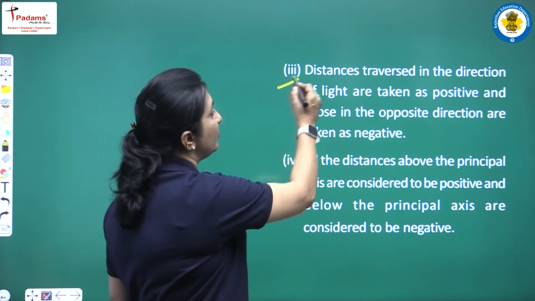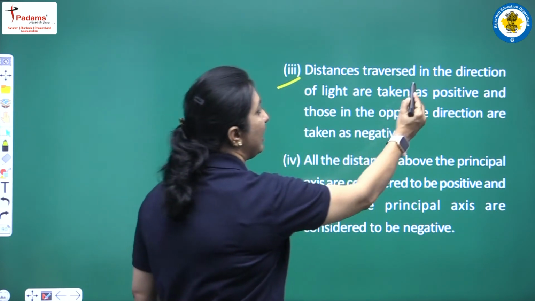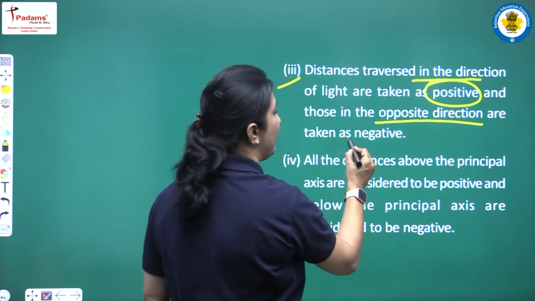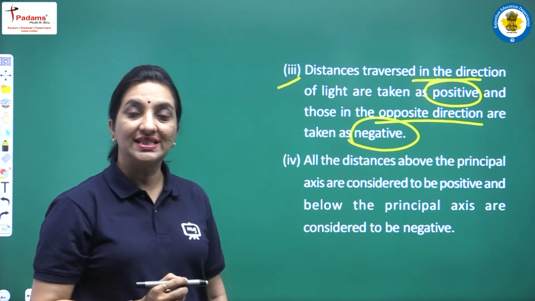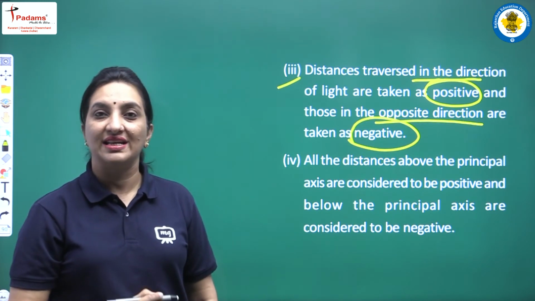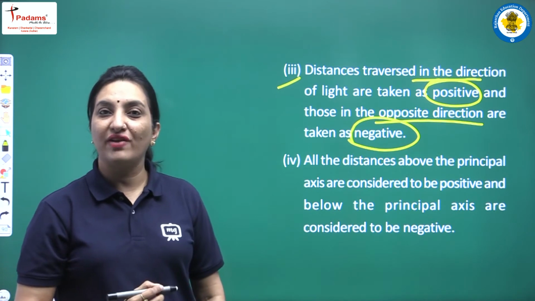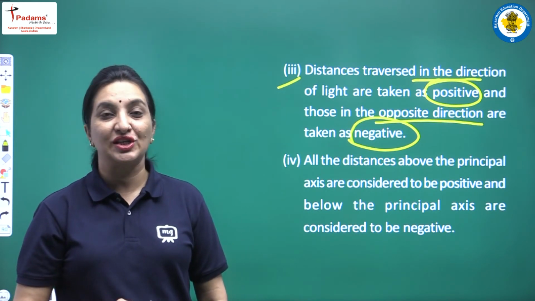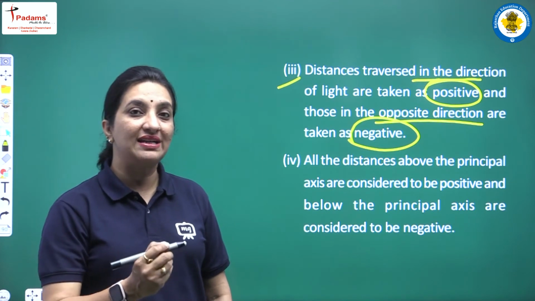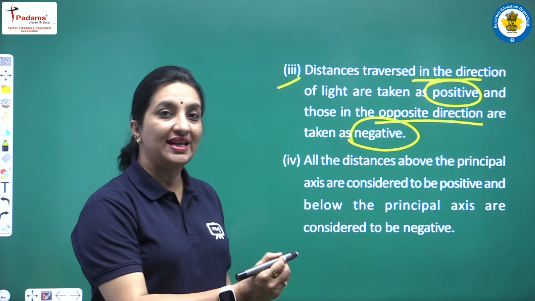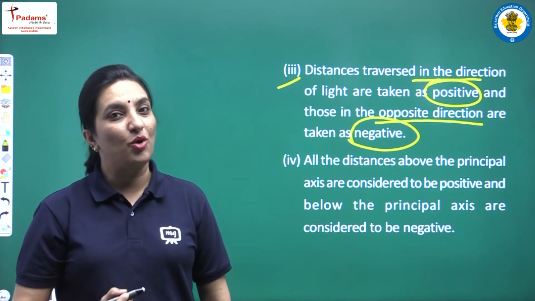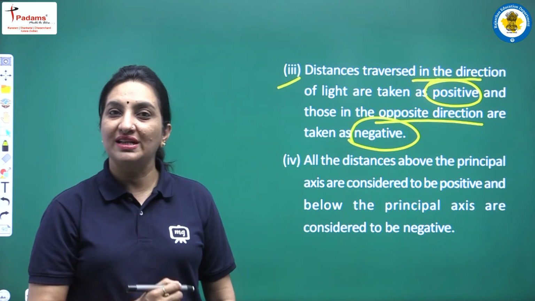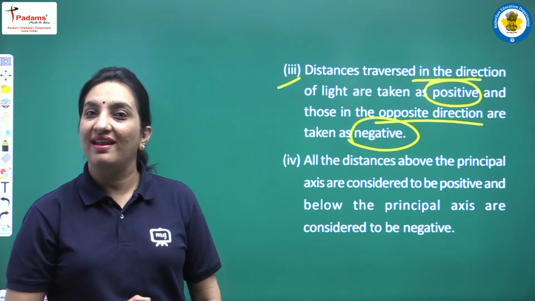Then the third sign convention says that the distances traversed in the direction of light are taken as positive, and those in the opposite direction are taken as negative. All the distances in the direction of the incident ray of light are taken as positive. And in which direction do we always take the incident ray of light? Left to right, that is, towards the positive X axis. So all the distances that we measure from the optical center in the direction of the incident ray of light, we will take as positive. And the distances measured from the optical center in the direction opposite to the incident ray of light, we will take as negative.